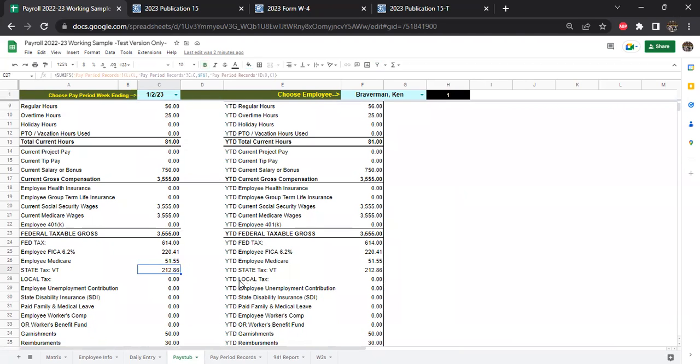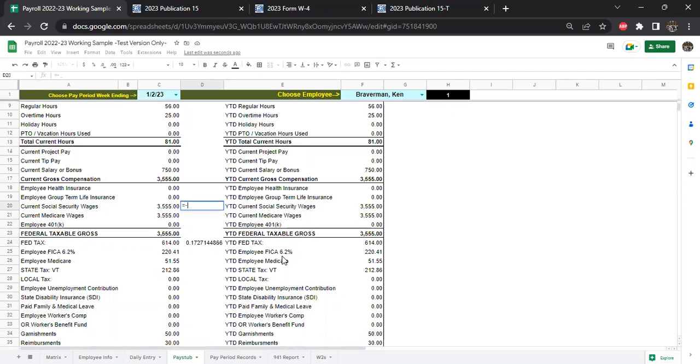So that's what this is saying: $3,555 of wages for this employee in a weekly pay period would result in $614 in tax. So what's the effective rate of that? 17%. So it puts them into a pocket.